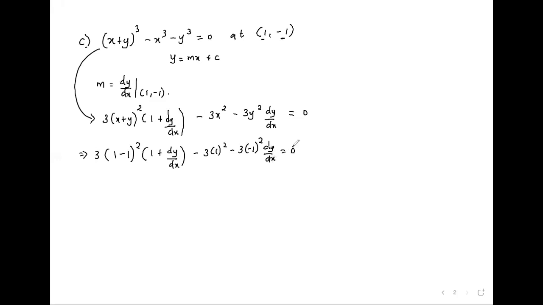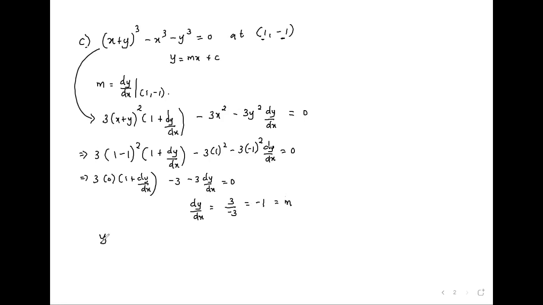This here is 0 because we have 3 times 0 times this. So everything has become 0, minus 3 dy/dx is equal to 0. So dy/dx is equal to 3 over -3, which is -1. So what does this mean? This means that our m has been found.